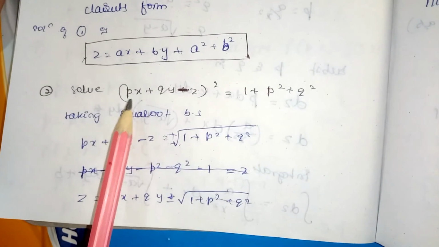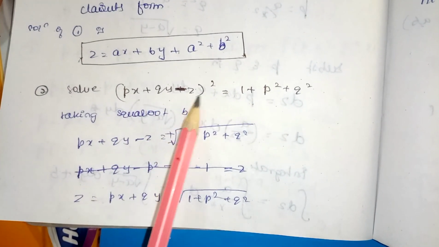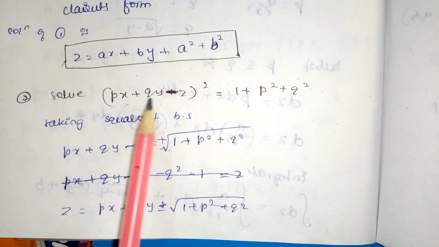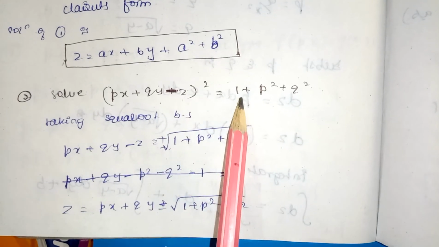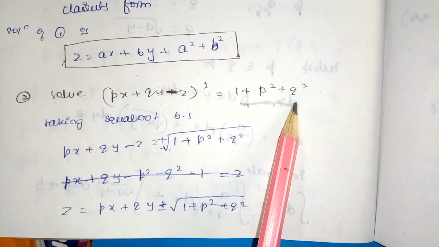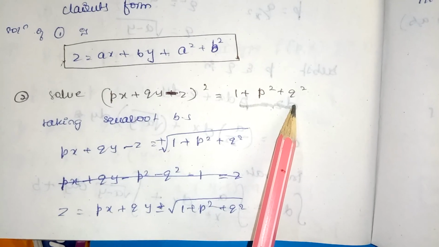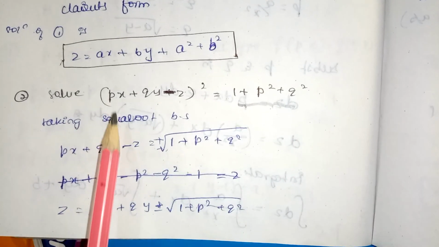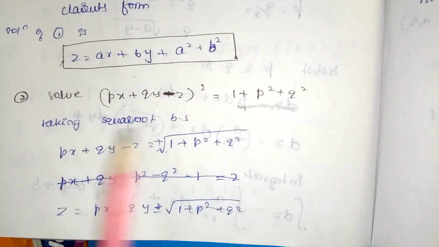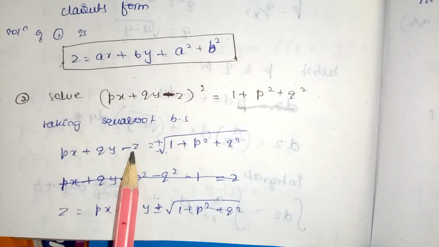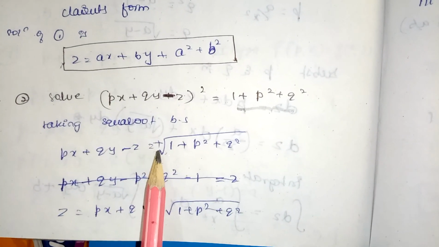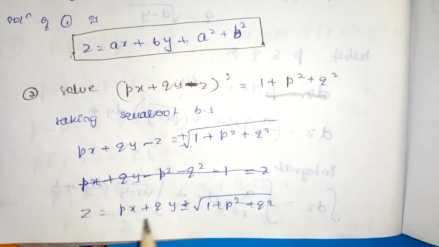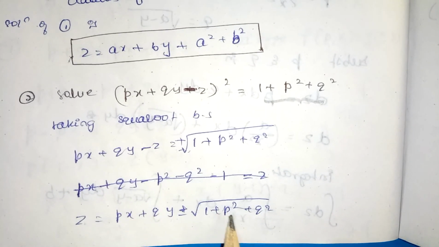Similarly, see another example: px plus qy minus z whole square is equal to 1 plus p square plus q square. Observe that x is present, y is present, z is present, and also the function of p and q is present. Therefore it comes under type 4, but it is not in a standard form. Therefore first we convert it to the standard form. This is the given equation. Then px plus qy minus z is equal to plus or minus square root of 1 plus p square plus q square. Then z is equal to px plus qy plus or minus square root of 1 plus p square plus q square.